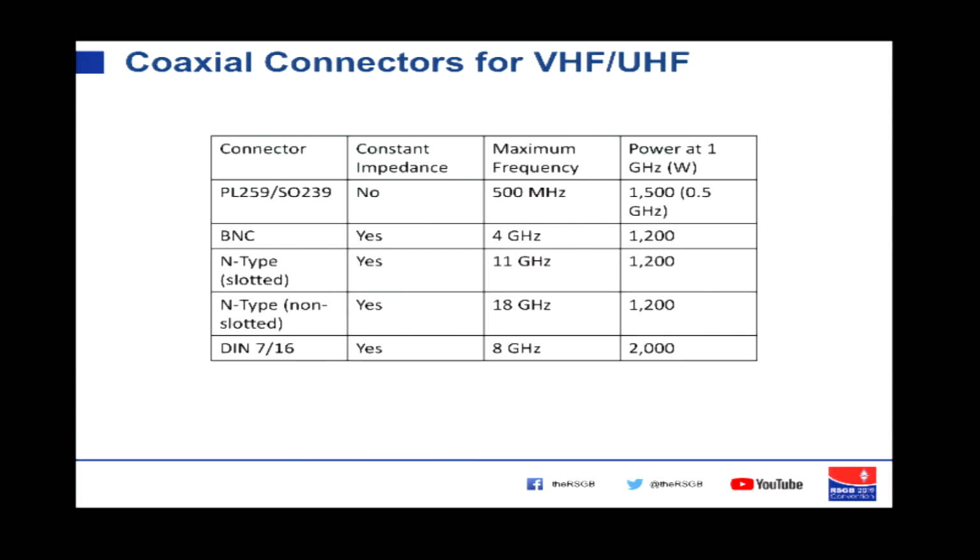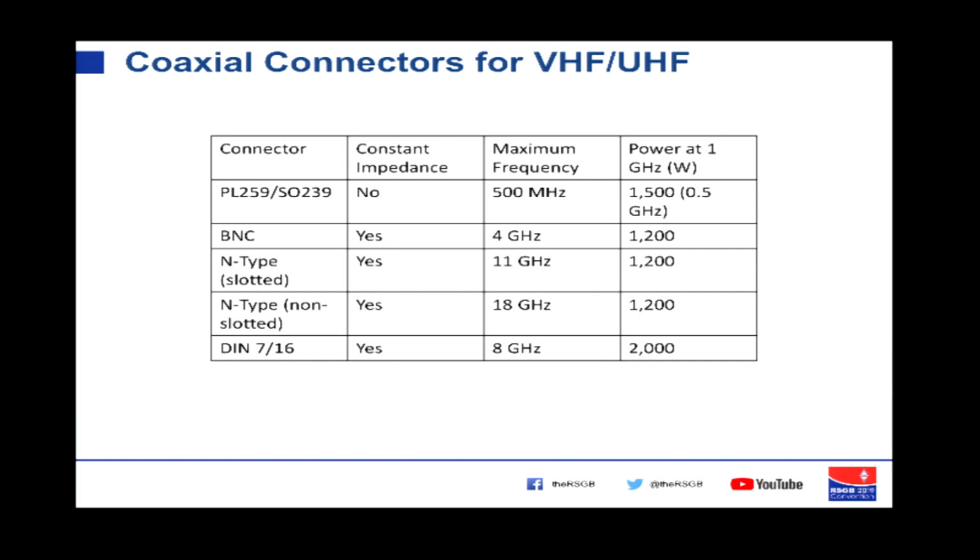So finally to connectors, and it'll have to be in brief. PL259 and SO239, if you do them up tightly, they're not constant impedance, but they do work up to 500 megahertz, and you can put 1.5 kilowatts through one at 500 megahertz. Just make sure it's tight. If it's even slightly untight, horrible things will happen. But it's not excessively malign, this connector, other than the tightness problem.